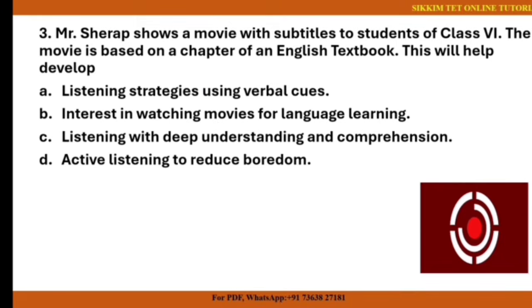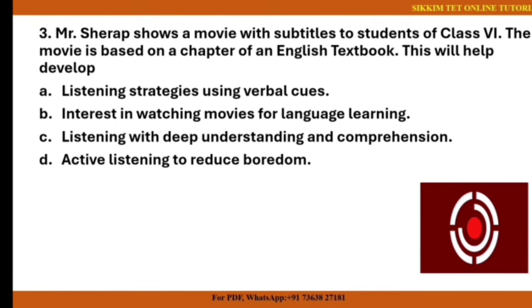Moving on to the next option, that is interest in watching movies for language learning. This might happen, but it's a side benefit, not the primary learning goal here. So यो optionलाई पनि हामीले यहाँनिर cancel गर्दियौं. अब last को option हेर्दाखेरि चाहिँ there is active listening to reduce boredom छ, right? So reducing boredom is not the academic focus. The main aim चाहिँ हाम्रो के छ भन्दाखेरि चाहिँ to deepen understanding and entertainment.